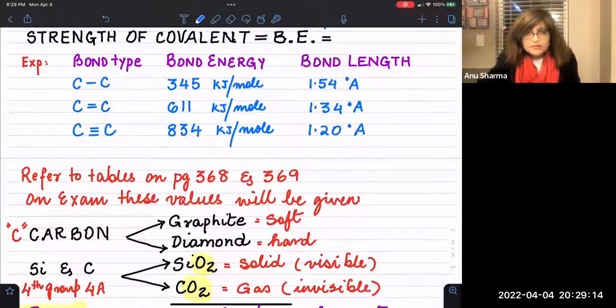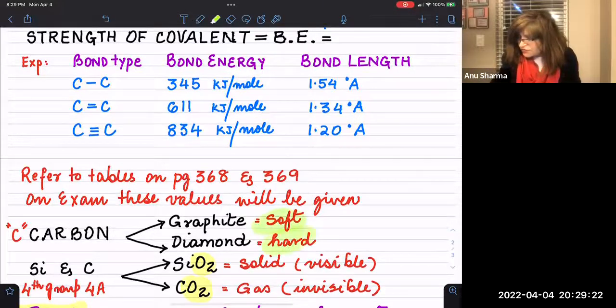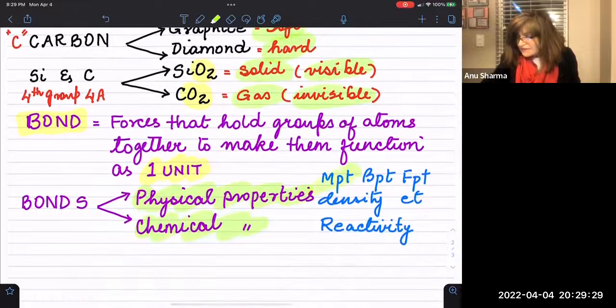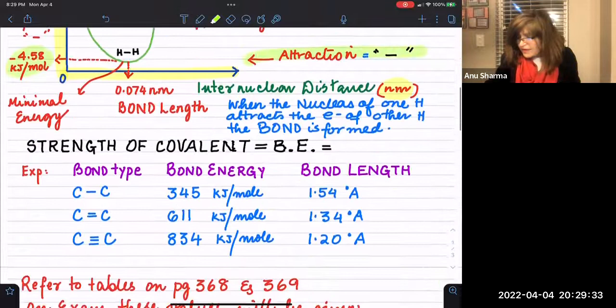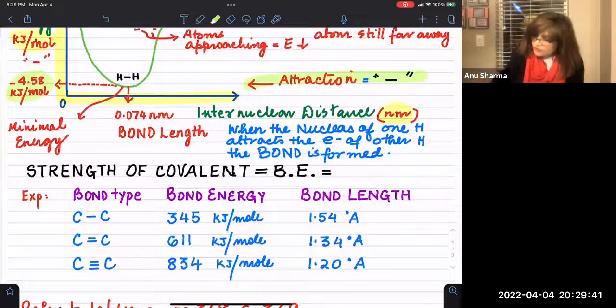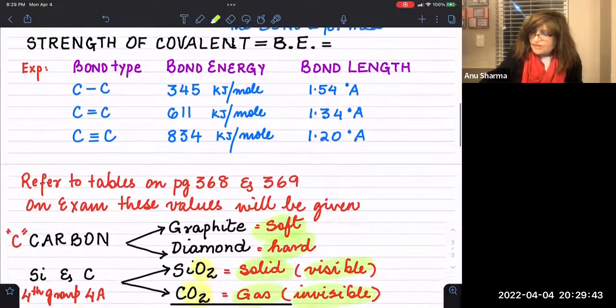It has to be kept solid and strong, and that's what gives the identity to substances. We see something is soft, something is hard, something is visible, something is invisible, something is solid, something is gas, something has a certain boiling point, melting point, certain type of reactivity. All that depends on that setup, that optimal distance and the attraction between the two atoms that need to be maintained. Now we look at the strength of the bonds.